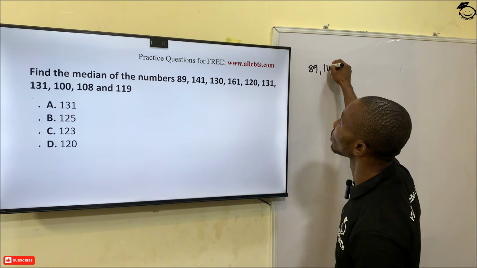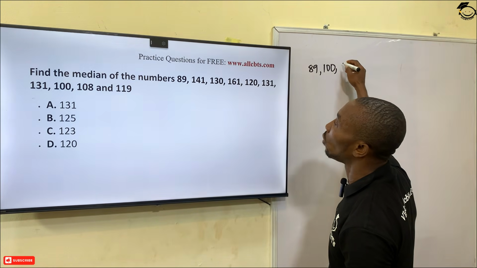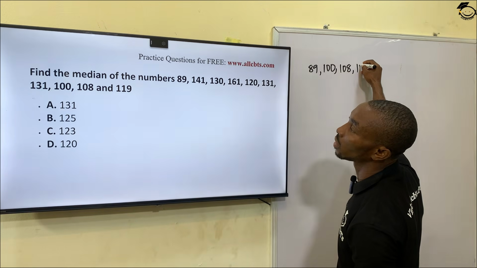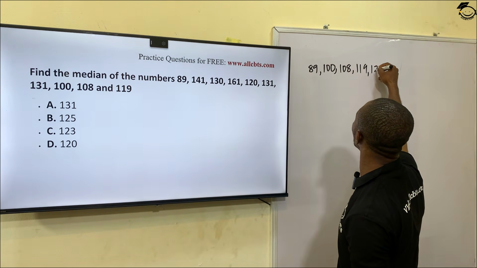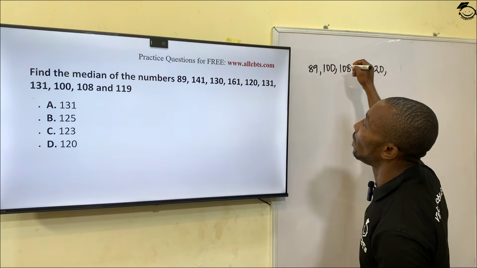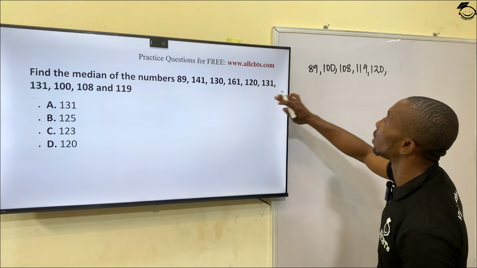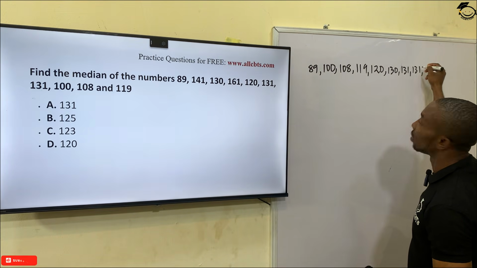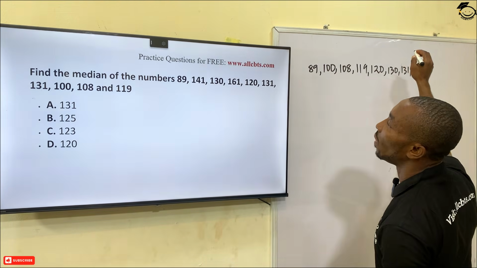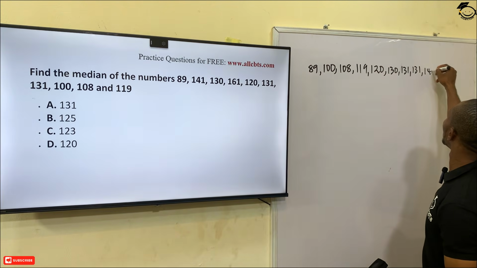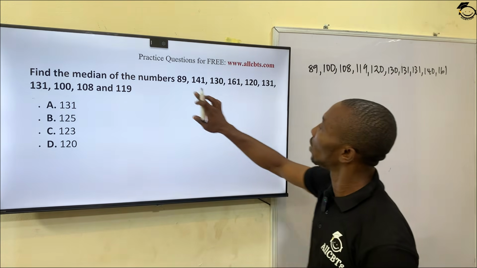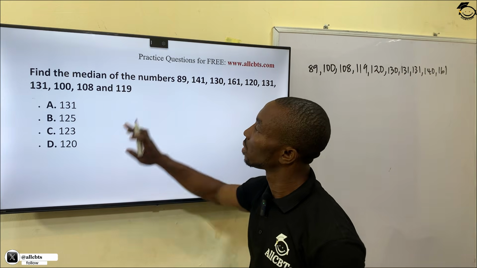100. Then we have 108. Then we have 119 before 120. And then we have 130, 131, then 140 and 161. 1, 2, 3, 4, 5, 6, 7, 8, 9, 10. So we are having 10 numbers.